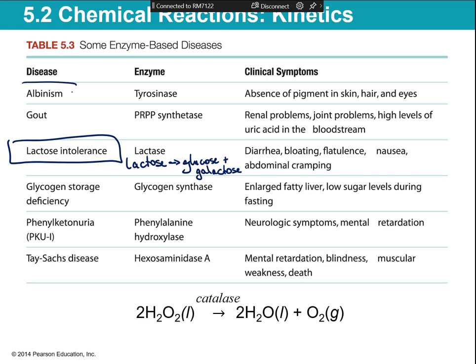So what about albinism though? If you're an albino, you're missing this enzyme. It's called tyrosinase. And what it does is it's responsible for making the pigment that is present in the skin, hair, and the irises of the eye. That pigment, melanin, what is its job? What is melanin's job? It absorbs sunlight. It absorbs ultraviolet light, okay?